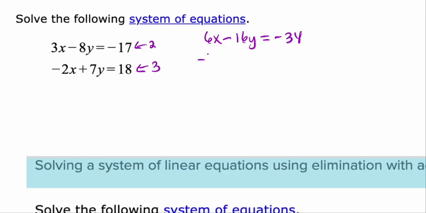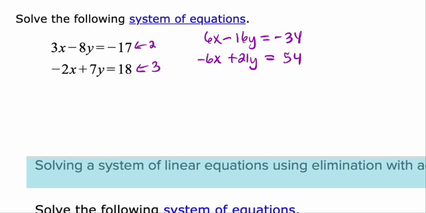I'm going to get negative 6x plus 21y equals 54. Does my math seem to be reasonable? Did I get everything right? Okay. I'm just checking because I make stupid mistakes sometimes.